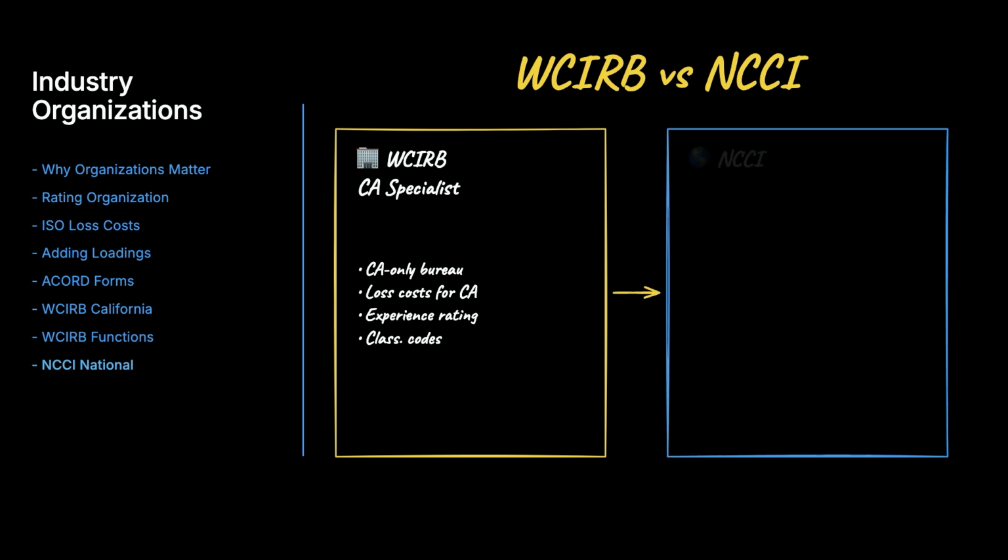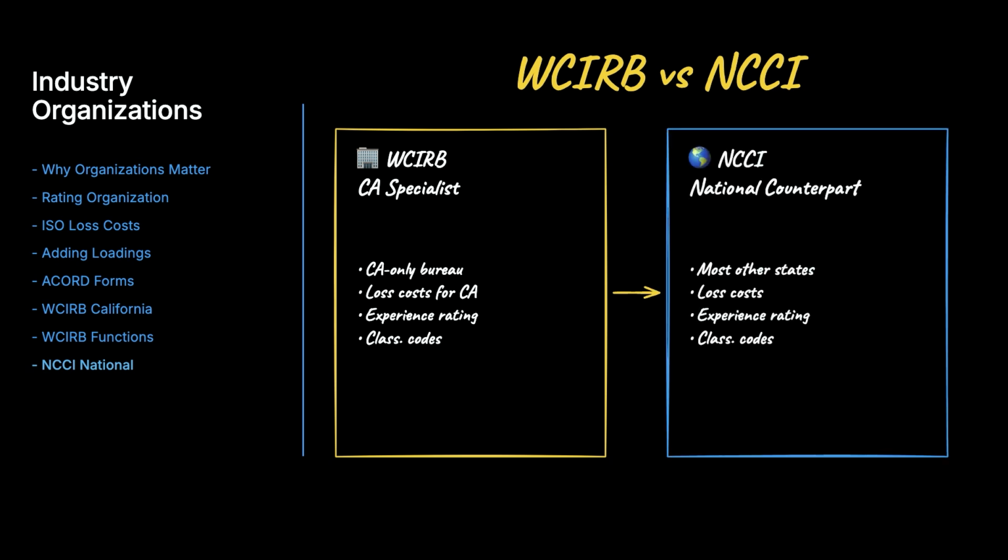Not every state runs its own bureau. California uses the WCIRB, while many other states rely on NCCI. NCCI provides loss costs, experience rating plans, and classification codes used widely outside California. Picture the WCIRB as our specialist and NCCI as the national counterpart.